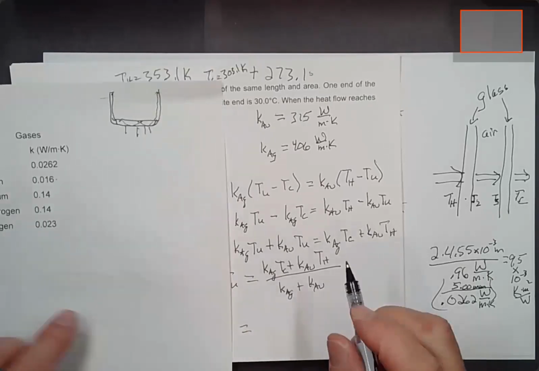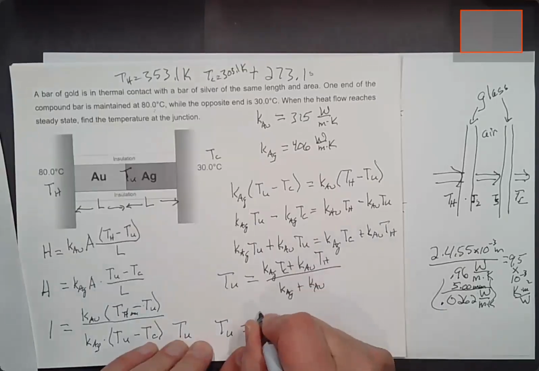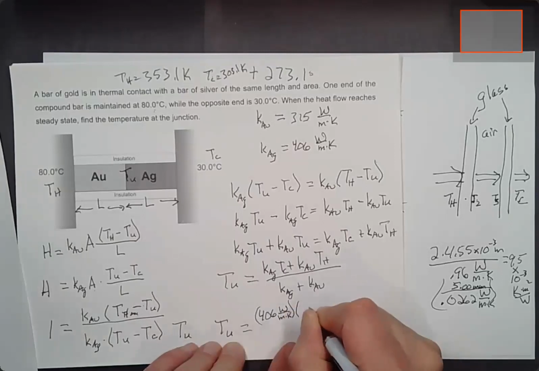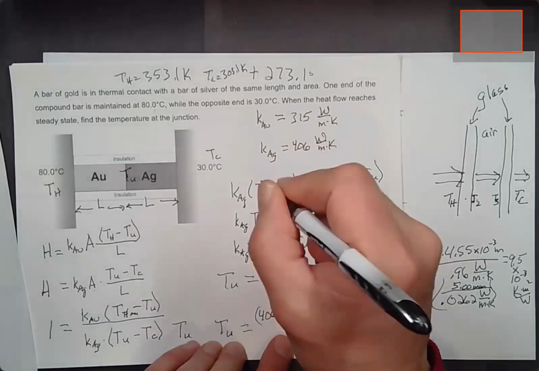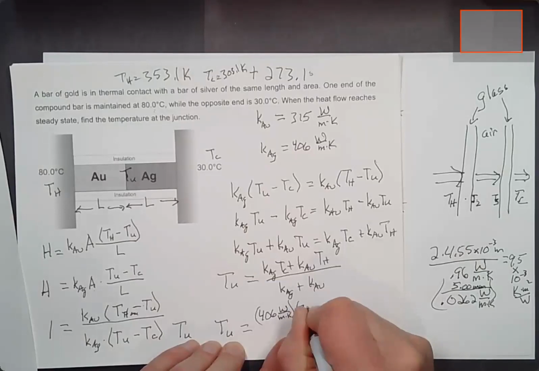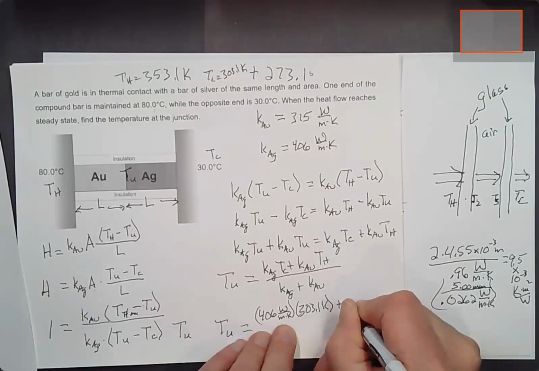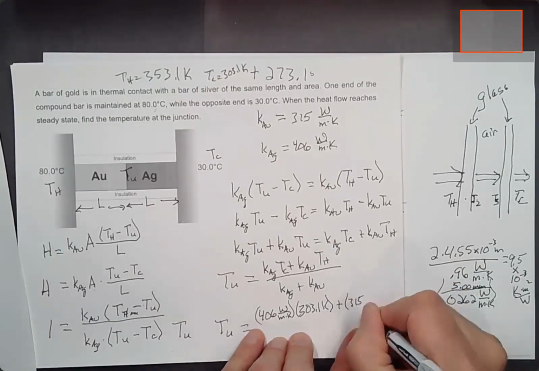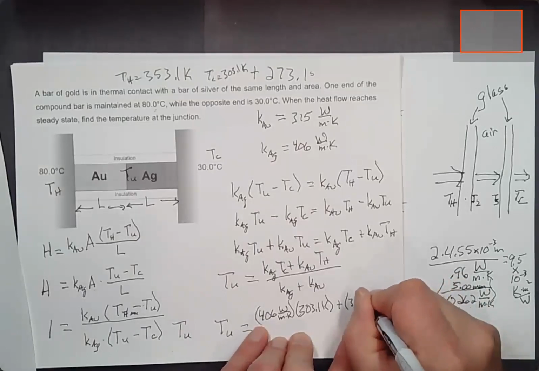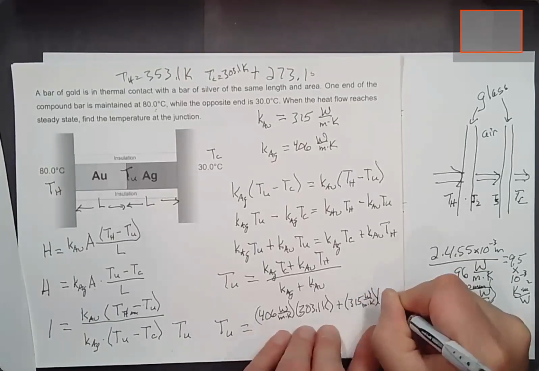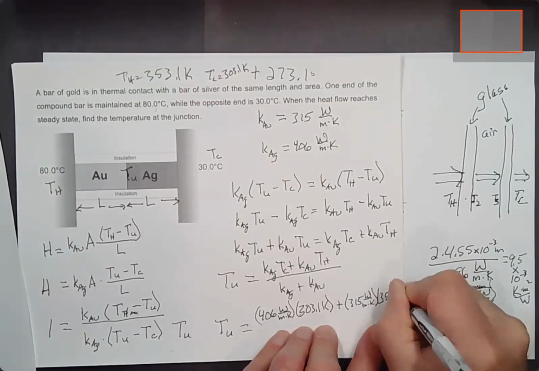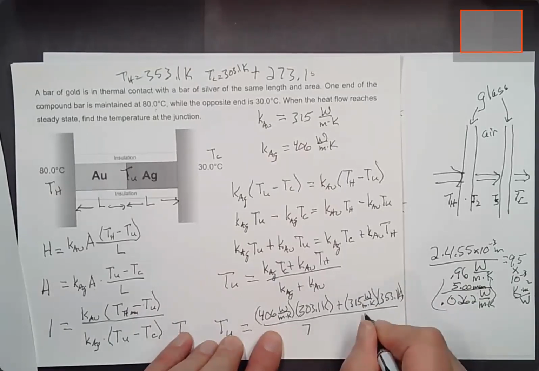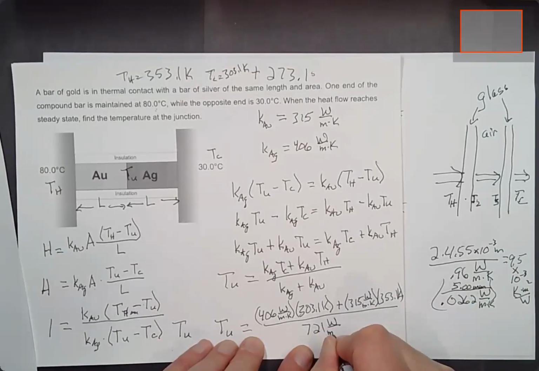Okay, so I look it up for AG. That was the one that was 406 watts per meter Kelvin times TC, which was 303.1 Kelvin, plus KAU, that was the one that was 315. And I just estimated that because I looked about halfway between this one temperature range that was in the table I looked up. Anyway, it's still watts per meter Kelvin. And that one's times 353.1 Kelvin. And divide by the sum of these two things. So 406 plus 315 is going to be 721 watts per meter Kelvin.